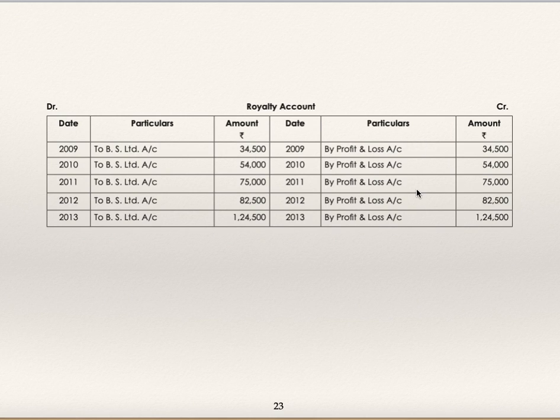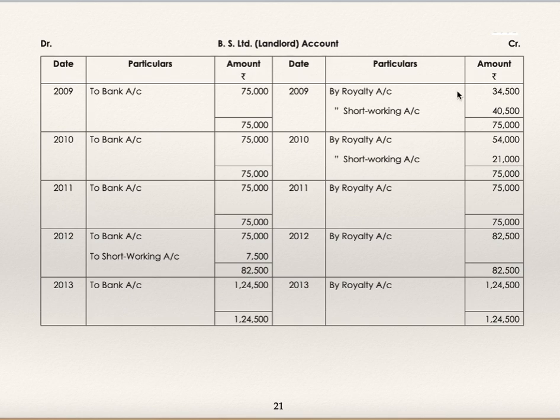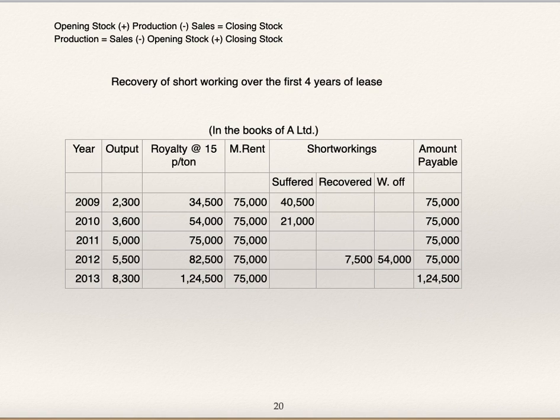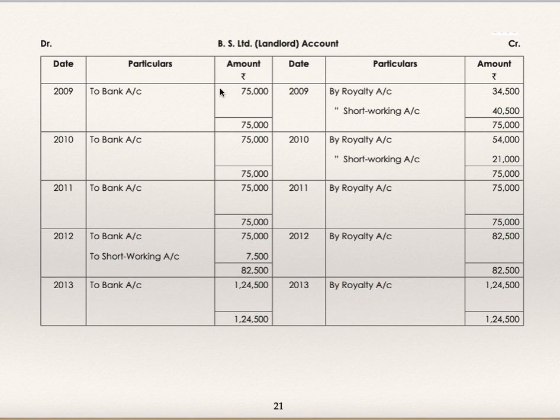Now first we'll see the royalty account. To BS Limited landlord, by profit and loss account for all the 4 years, amount of royalty. Now the landlord account: by royalty, by short working, to bank. This is the short royalty amount, this is the short working suffered amount. So by royalty, by short working, to bank, because the first year entry would be royalty account debit 34,500, short working account debit 40,500 to landlord, landlord to bank 75,000.